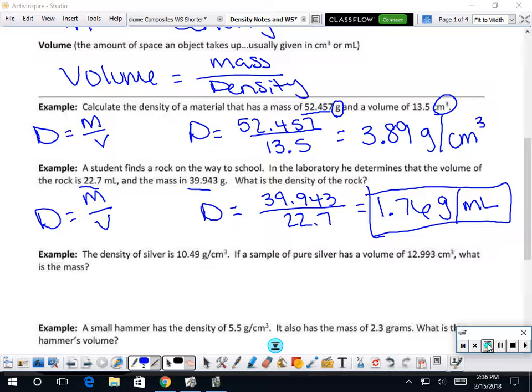Okay, so the third example here. We have the density of silver is 10.49 grams per centimeters cubed. If a sample of pure silver has a volume of 12.993 centimeters cubed, what is the mass? Here they give me the density and the volume, and they want me to solve for the mass. Now then, on your EOC formula sheet, density is not one of the formulas on that page. So you have to memorize this formula. Density is equal to mass divided by volume.